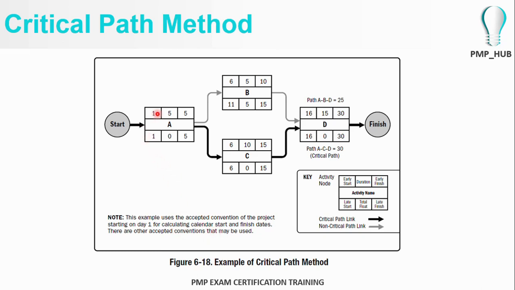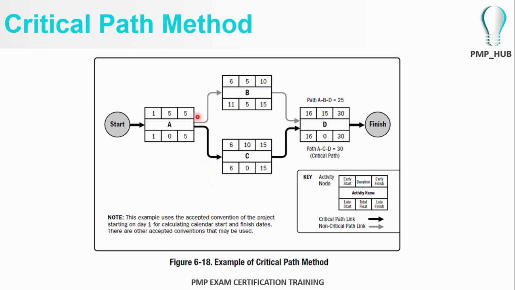To understand the diagram, activity A has a duration of 5 days, activity B has a duration of 5 days, activity C has a duration of 10 days, and activity D has a duration of 15 days. If the project starts from day 1, activity A will consume 5 days, and including day 1, the earliest finish day will be day 5. Please note again, this example is based on calendar days.